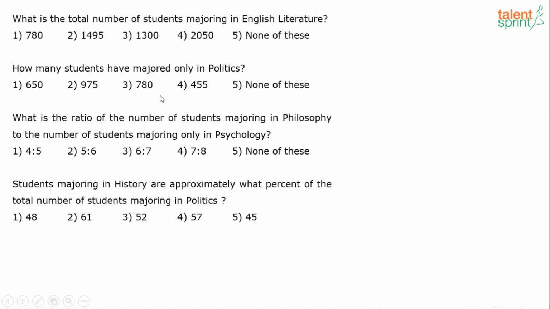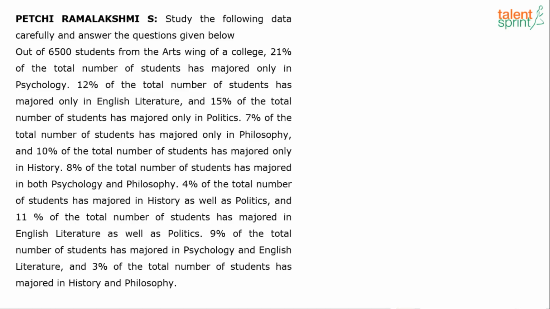Okay, let me go back to the data, solve it now. I think you guys have tried it enough. So let's just go back. Here's the question. See what it says. Study the following data carefully and answer the questions given below. Out of 6,500 students from the arts wing of a college, 21% of the students have majored only in psychology. 12% have majored only in English literature, 15% only in politics, 7% only in philosophy, and 10% only in history.